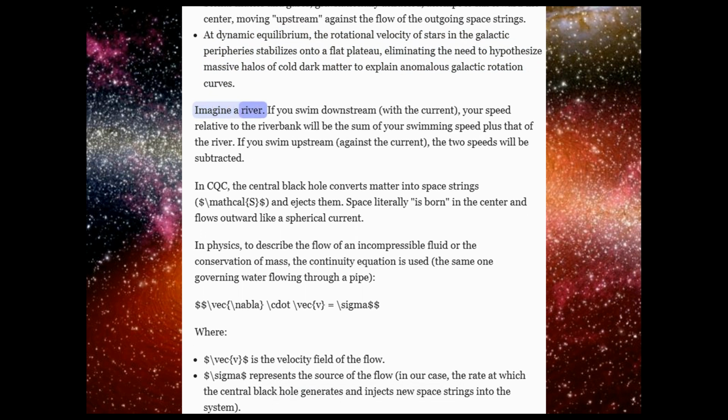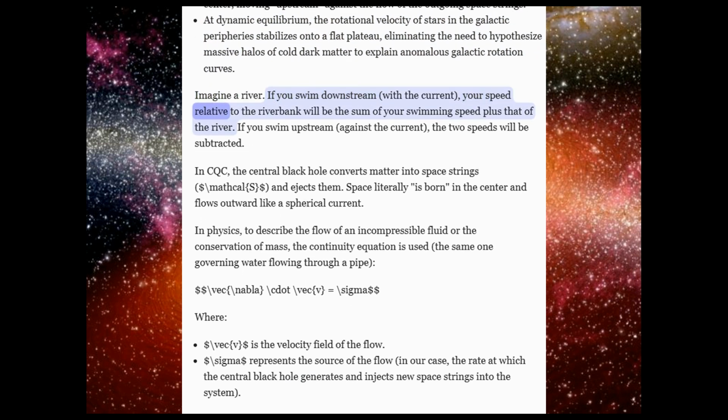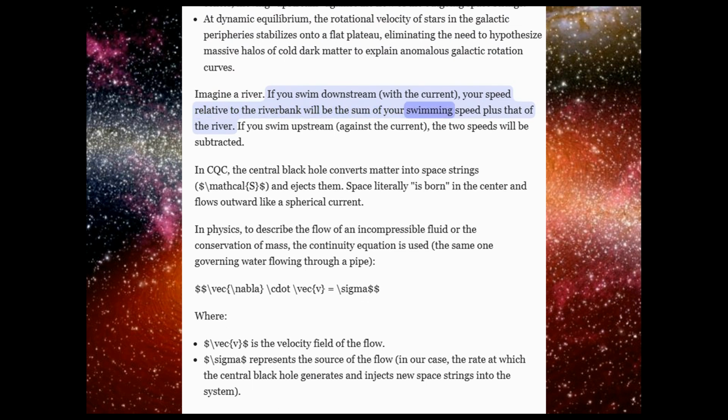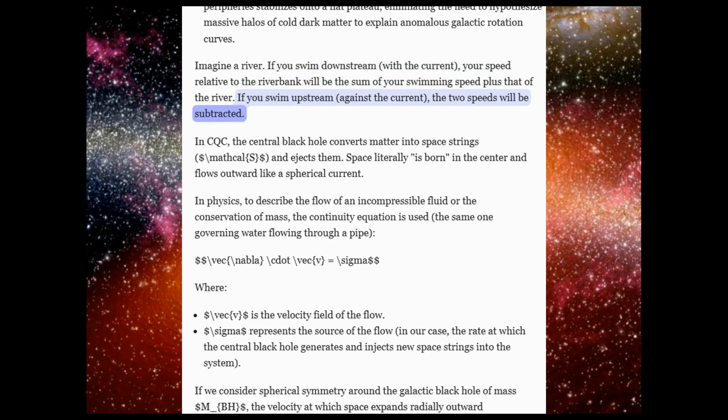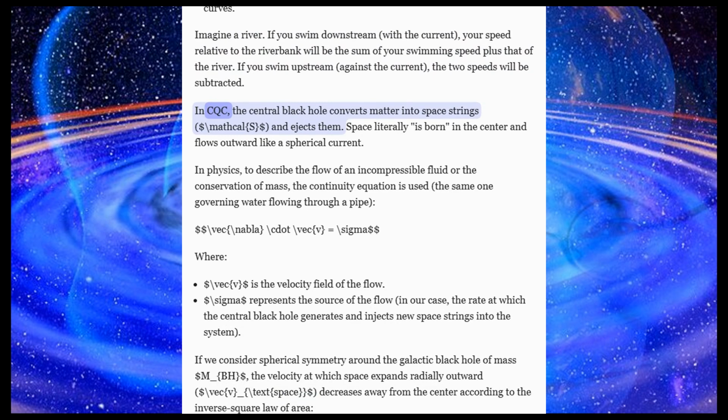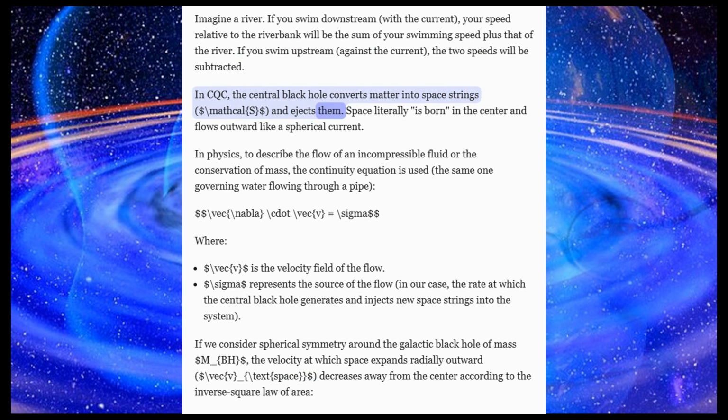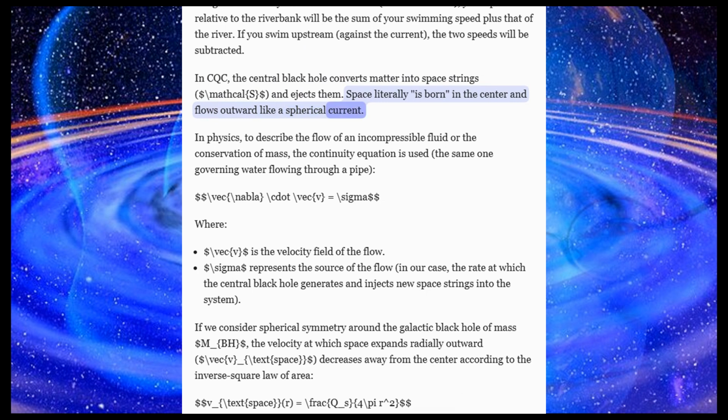Imagine a river. If you swim downstream, your speed relative to the riverbank will be the sum of your swimming speed plus that of the river. If you swim upstream, the two speeds will be subtracted. In CQC, this central black hole converts matter into space strings and ejects them. Space literally is born in the center and flows outward like a spherical current.